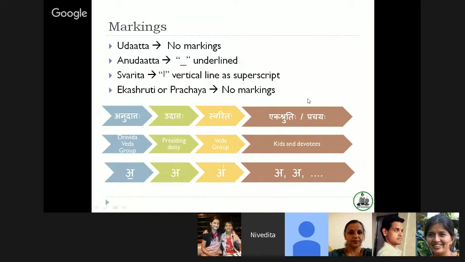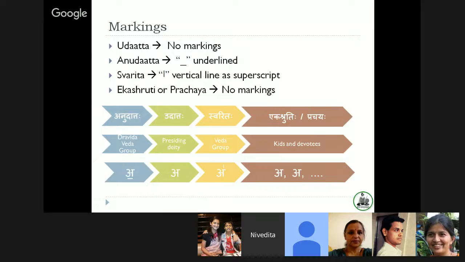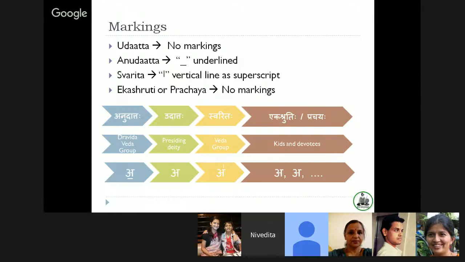So Udaatta is the main swara. Then before that we have Anudaatta and Svarita. Looking at these two, one of these might be present. Looking at one of these, we can determine which is the Udaatta. So far, is it clear?